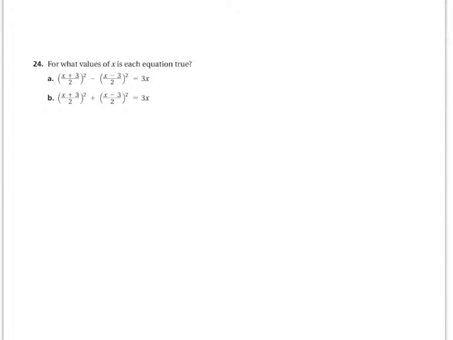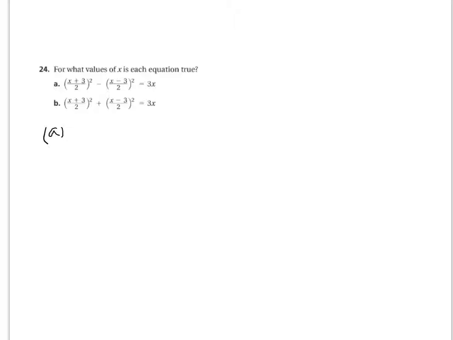Problem 24. For what values of x is each equation true? So we have this one right there: (x plus 3 over 2) squared minus (x minus 3 over 2) squared equals 3x. There are different ways to solve these problems, but I choose to expand that first.